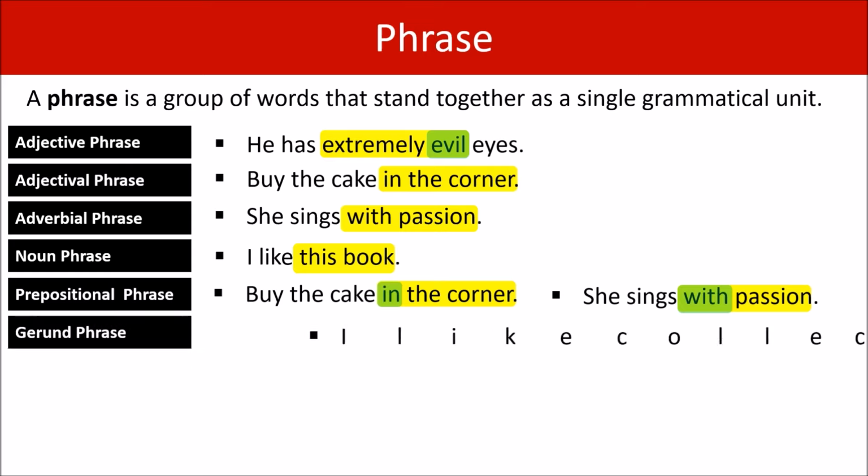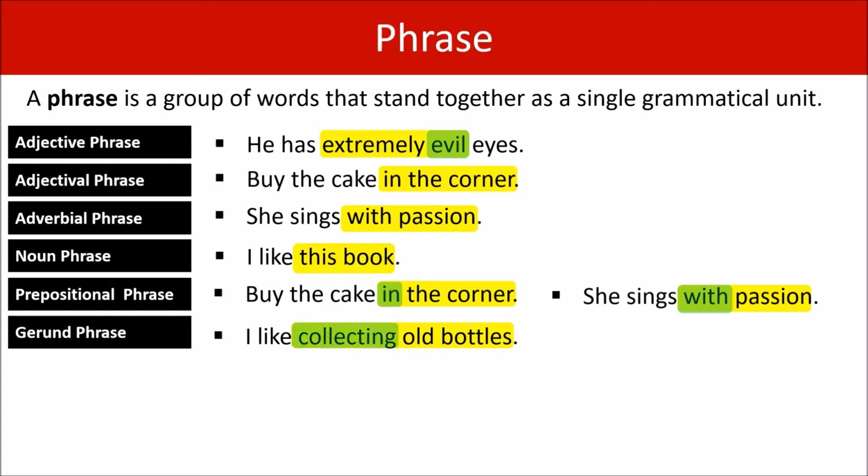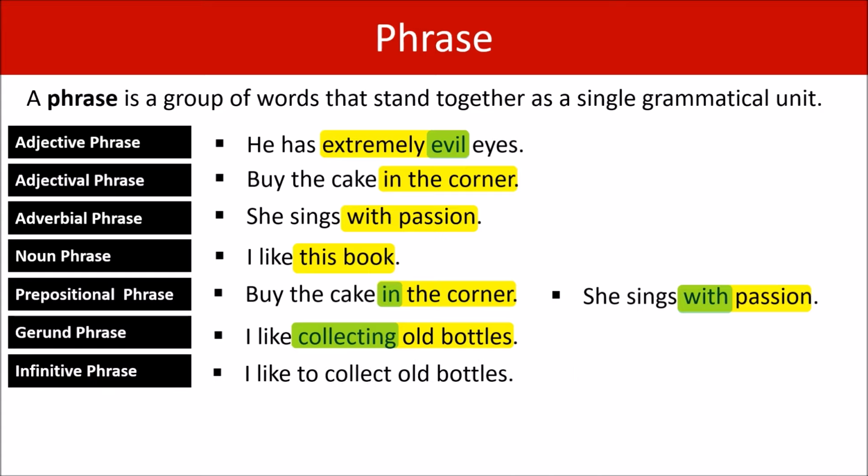A gerund phrase. A gerund phrase is a phrase headed by a gerund. I like collecting old bottles. Collecting is an example of a gerund. We have a lesson on gerunds. Infinitive phrase. I like to collect old bottles. Well, this is a phrase headed by the infinitive verb to collect. We have a whole lesson on infinitive phrases. The gerund phrase and the infinitive phrase shown here are both noun phrases.